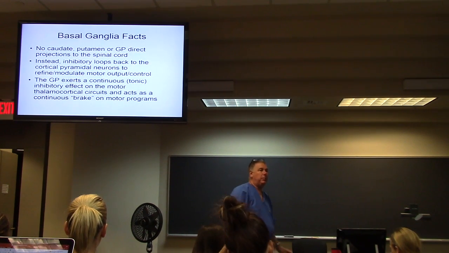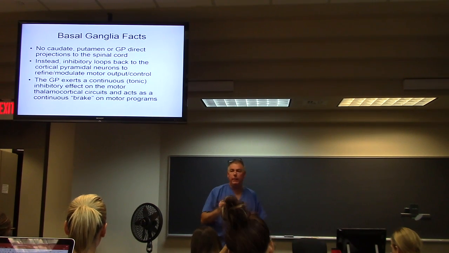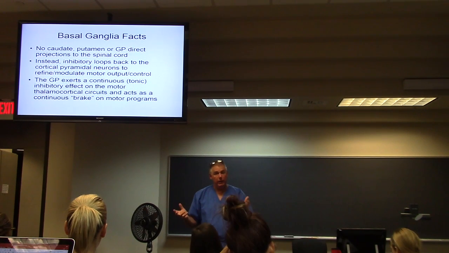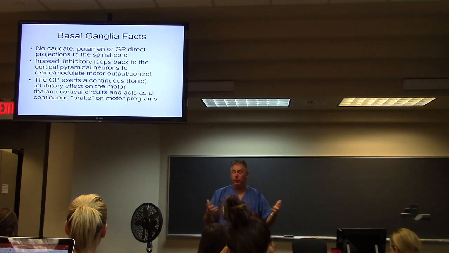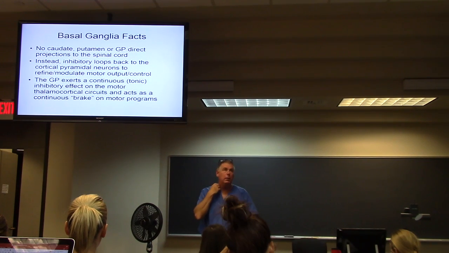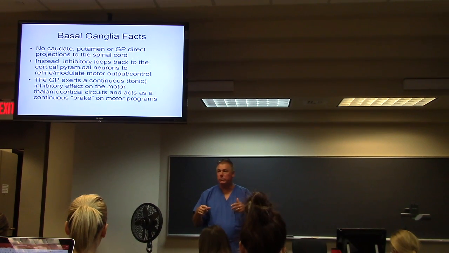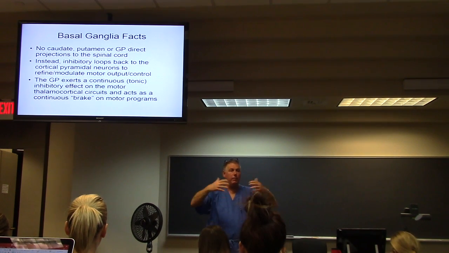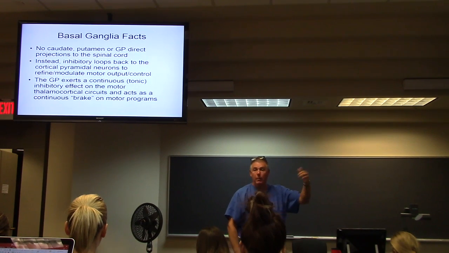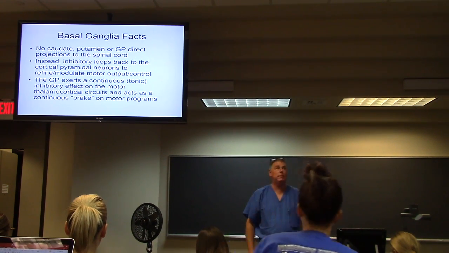So here are a couple of things you need to appreciate. Even though the basal ganglia is involved in movement or muscle function, there are no projections from the globus pallidus directly into the spinal cord. It exerts its influence by projecting to other things that project to the spinal cord, like the red nucleus, for example, or back to the cerebral cortex through the thalamus.